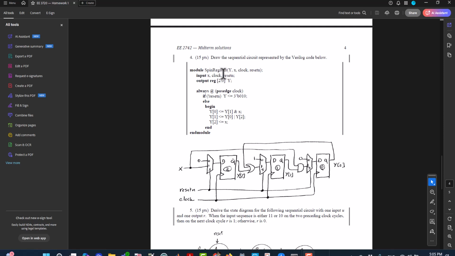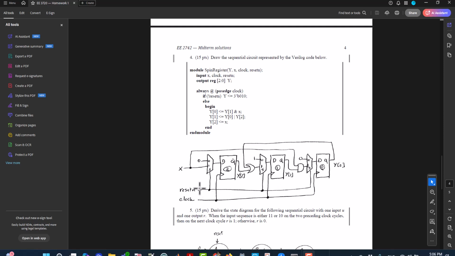So the first thing, as I said before, you see you've got an always block, you've got these Y's, you know you're going to have 3 flip-flops, so you draw the 3 flip-flops. You've got an if, so you have a pretty good idea that you're going to have a multiplexer. So you put the multiplexer on here. You've got a clock, so we're going to put the clock in here.